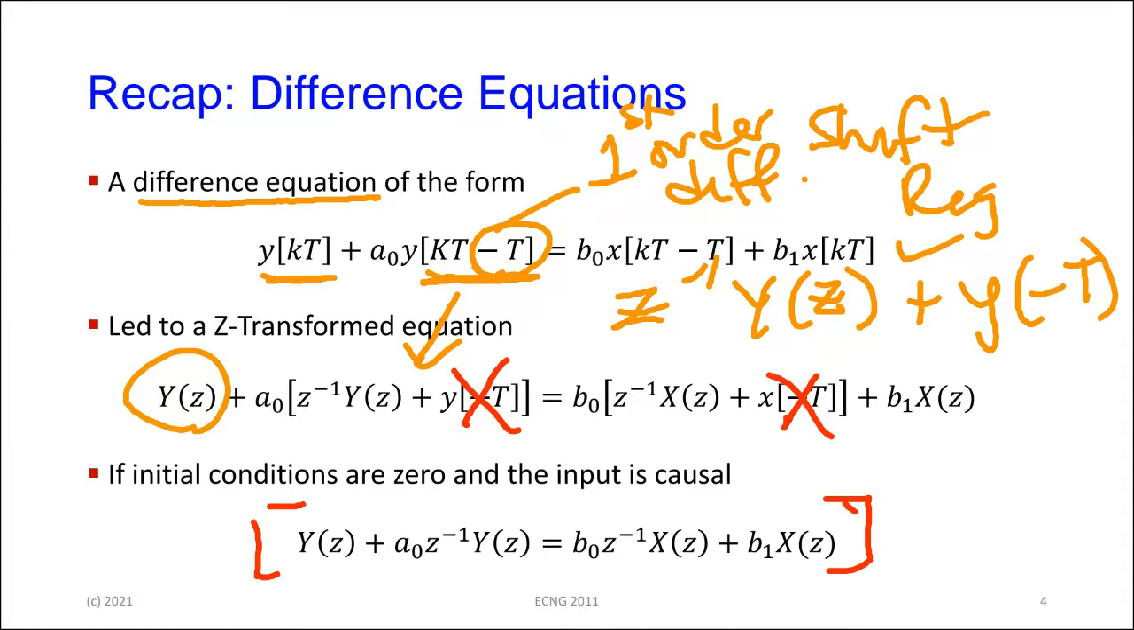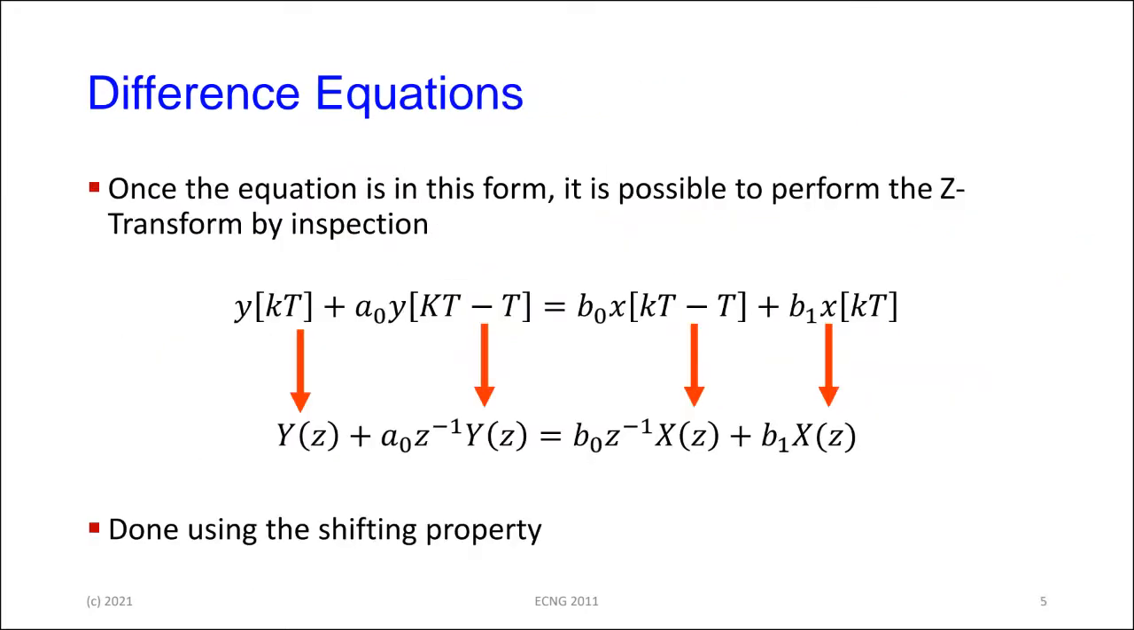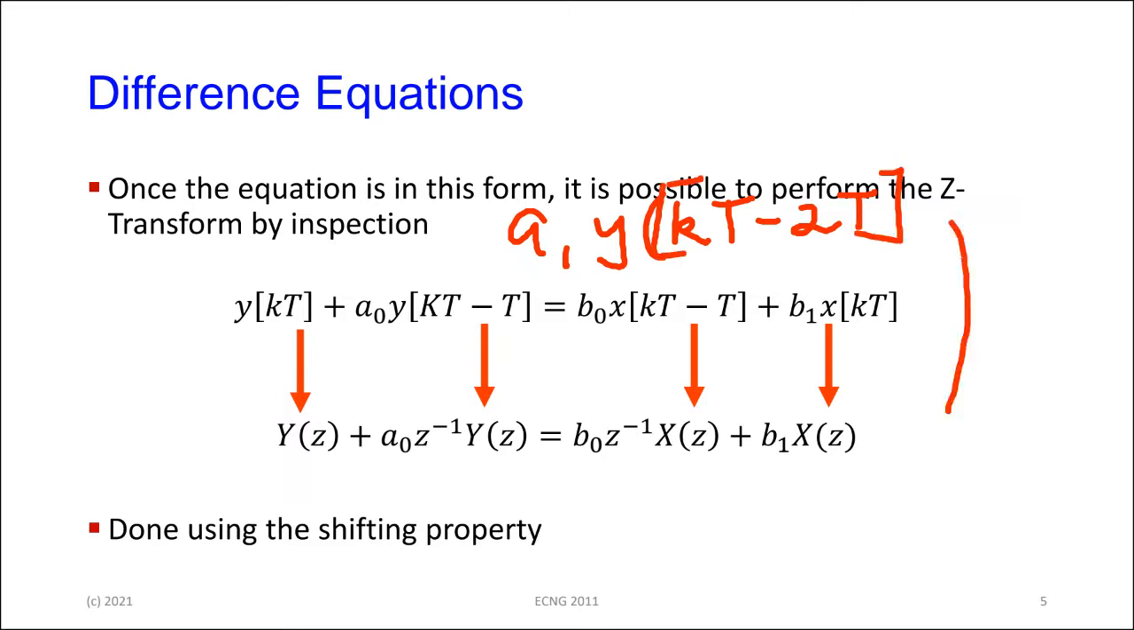And then you group the Y(z)'s on one side and the X(z)'s on the other, and you have your transfer function. Yeah? And you could do it by inspection. As we said, once you know it, if you have no initial conditions and causal inputs, then you can translate it straight off. And if, for instance, we had an A1 y[kT minus 2T], right? I have to remember to put square brackets here just to distinguish it from the continuous time domain. Something like this would give me an A1 z^-2 Y(z). Yeah.